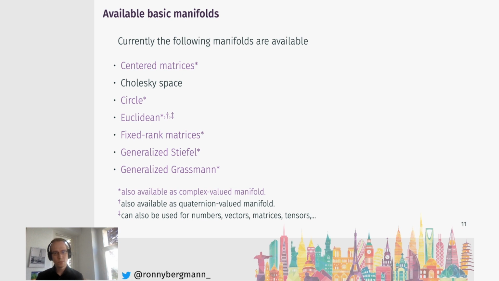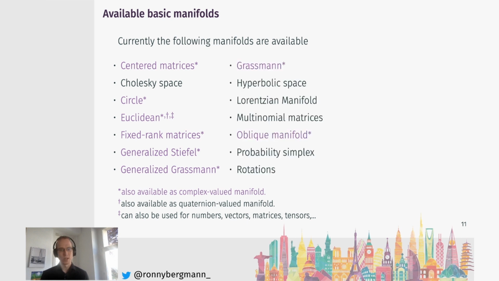And for example, the Euclidean space is even available for quaternions and can of course be used in quite high dimensions. So to do any comparisons in the algorithms, you can always also use the Euclidean space ones to compare to classical linear spaces as a comparison. Further manifolds are the Grassmann manifold, for example, or the hyperbolic space, or the manifold of rotations we saw in the beginning.